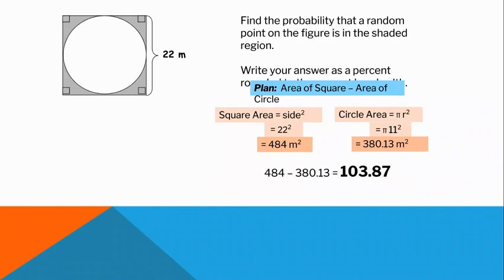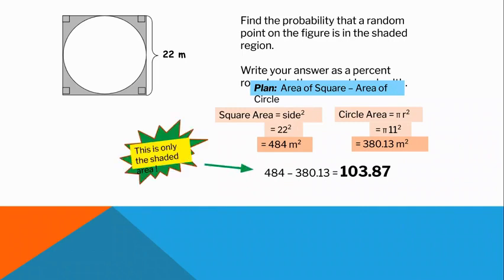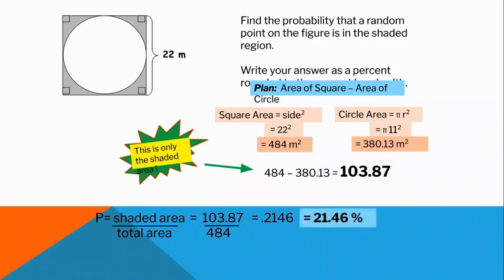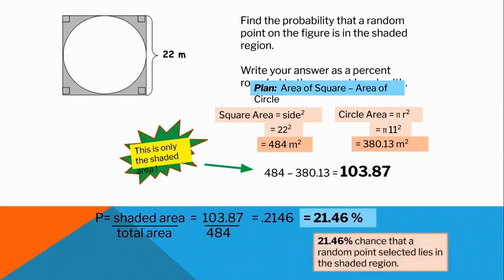103.87 is the area of the shaded region. So remember, we needed the shaded part over the total. So our total area of the square was 484. So 103.87 divided by 484 gives us 0.2146. Let's write that as a percent. Easy way to do that is to just move the decimal over twice or multiply by 100 and get 21.46%. 21.46% chance that a random point selected lies in the shaded region.